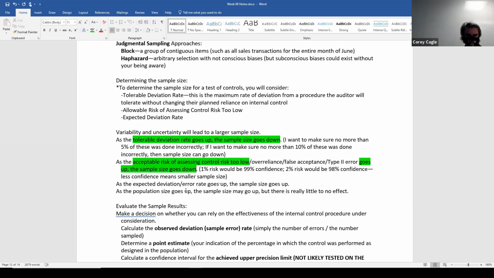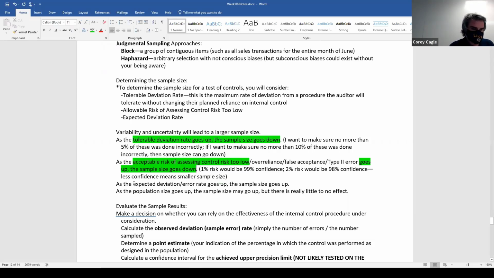It's a weird sentence. As the acceptable risk of assessing control risk too low goes up, the sample size goes down. So you kind of have to put that into your own words to make it make sense, right? So as I become more accepting of the risk of relying on a bad control, I'm okay with a smaller sample size.